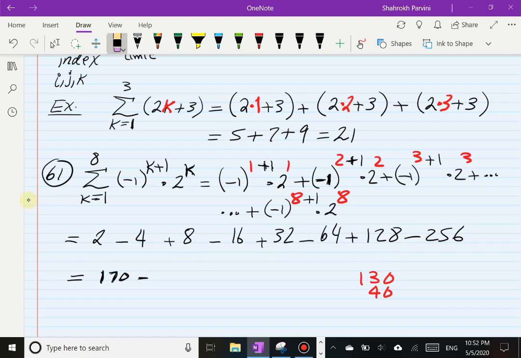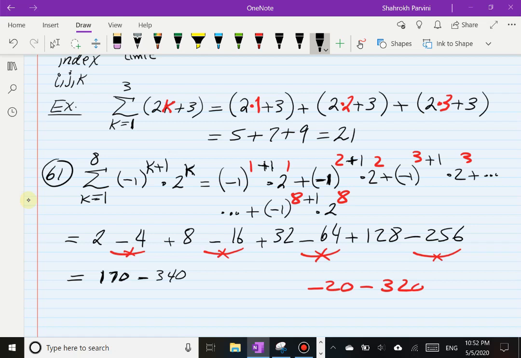Let me get rid of these. Now we're going to do the same thing for the negative ones, right? Now you're welcome to use a calculator, by the way. I'm not using a calculator, that's why. So again, 4 and 16, that's negative 20. 64 and 256, that's going to be 320, right? And 320 and 20, that's negative 340. Now 340 is twice 170, isn't it? So the answer to this is going to be negative 170. That's what that turns out to be. There's the answer to this exercise.